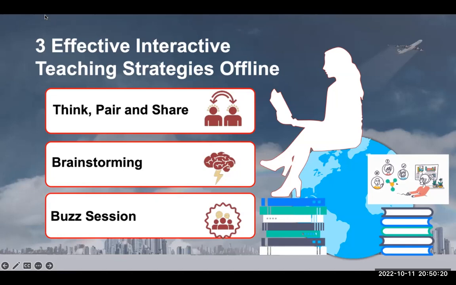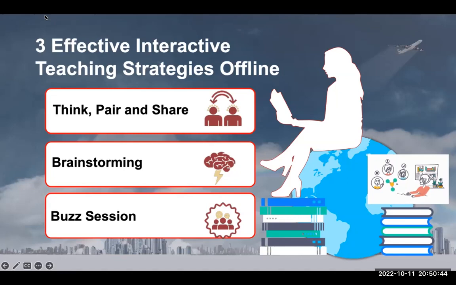But initially, the teacher might need to take the initiative to give them some ideas, some kind of topic, some kind of keyword, some kind of sentences, some kind of definition, so they can take a start over there. So I believe these three effective interactive teaching strategies offline can perform the best.